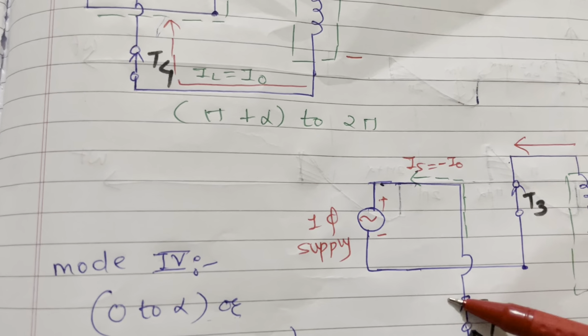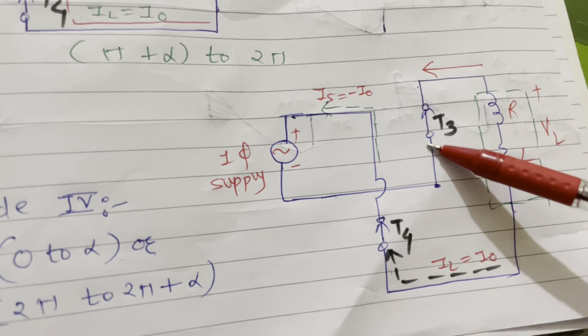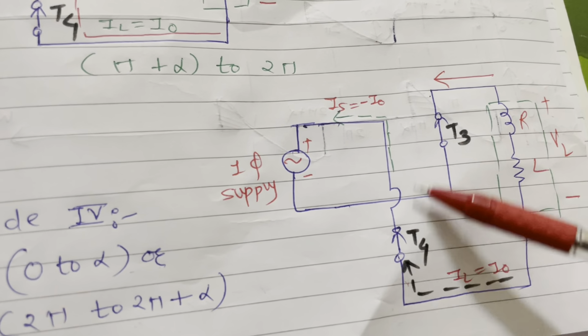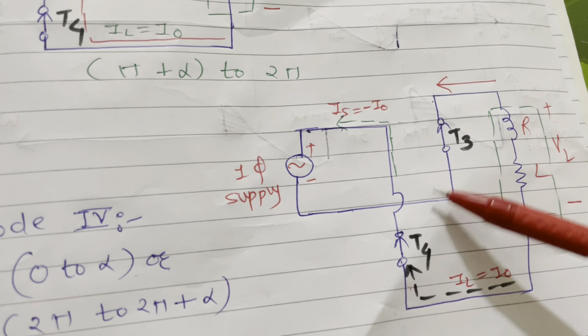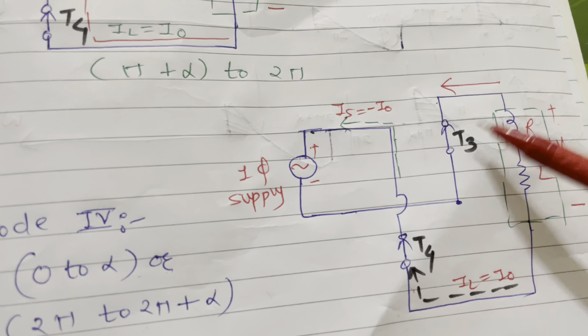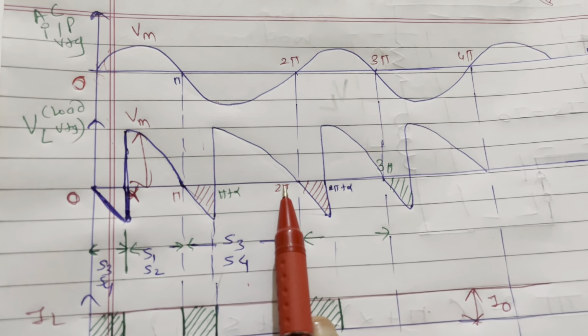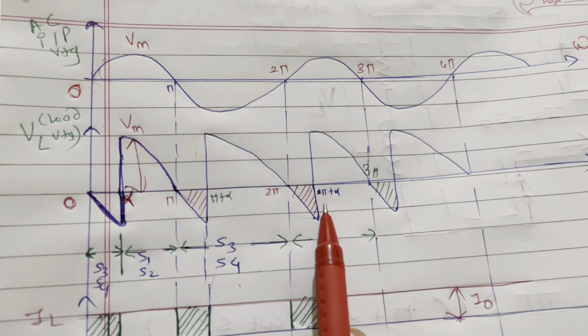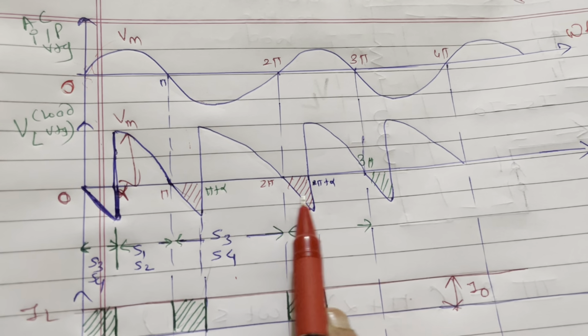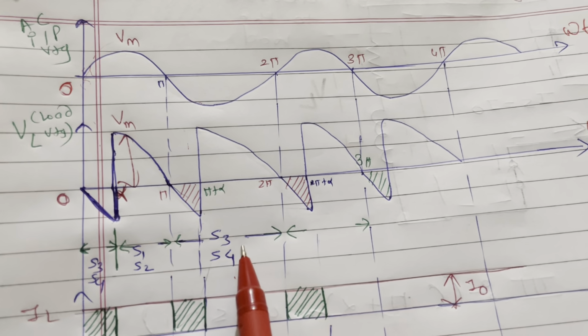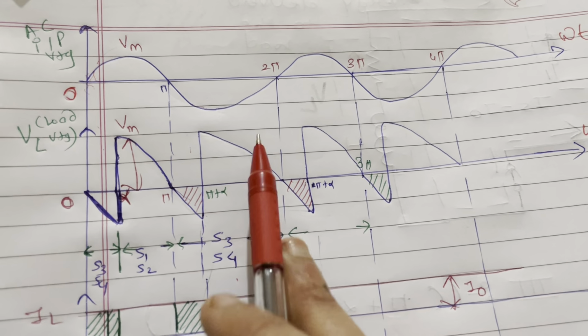In this way, SCR3 and SCR4 continue to conduct even after the supply voltage reverses polarity. So the load voltage is negative, equal to the instantaneous supply voltage. You can see here the load voltage will be negative. After that, SCR3 and SCR4 will be conducting here.